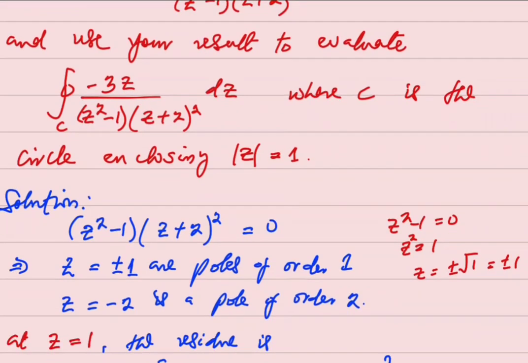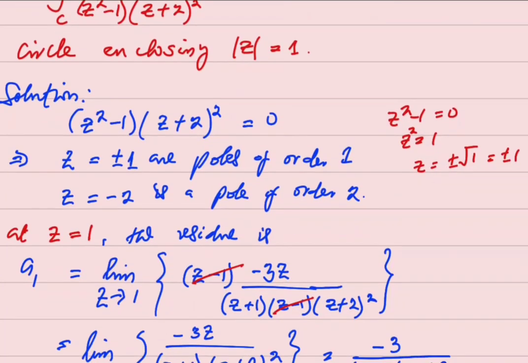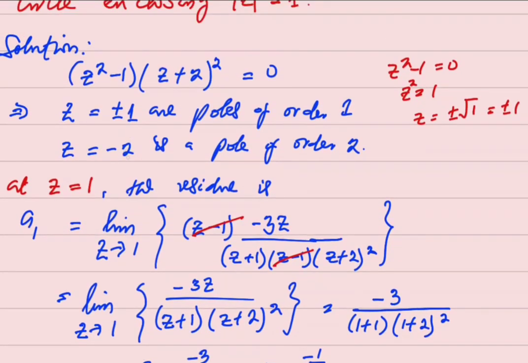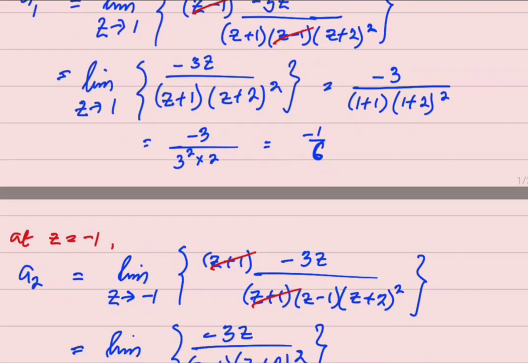So the question now says that you should find the integral of this one, where C is the circle enclosing z, modulus of z is equal to 1. The implication of this one is that this particular pole, which is of order 2 here, is not enclosed in modulus of z is equal to 1. This means that minus 1 is less than z less than or equal to 1. So any value that is not between minus 1 and 1 will not be counted in that pole.